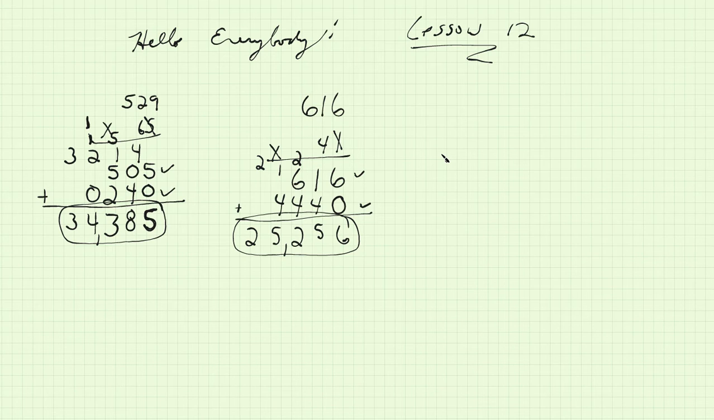Let's go all the way down to the bottom of the page. Let's look at 236 times 98. Okay? Now, again, we're going to do the same thing. We're going to multiply 236 by 8 for our first partial product, right? Then we're going to multiply 236 by 90 for our second partial product. Then we're going to add the whole thing up, right?